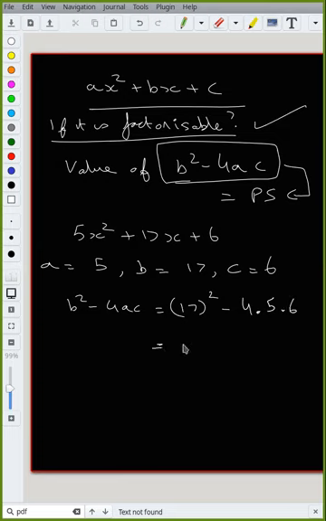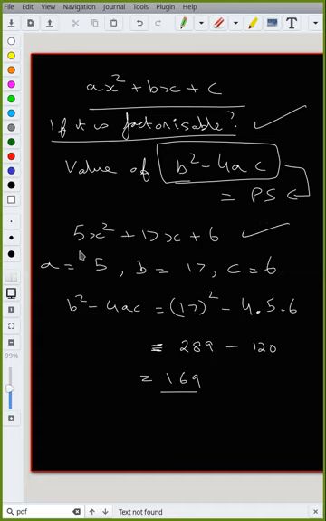What is 17 squared? I had told you how to learn the squares of tables till 30. What is 17 squared, Ishan? No, it's not 343. How much? 289. 289 minus 120, which is 169. Is 169 a perfect square? Yes, sir. Right? It is a perfect square, so this is factorizable.